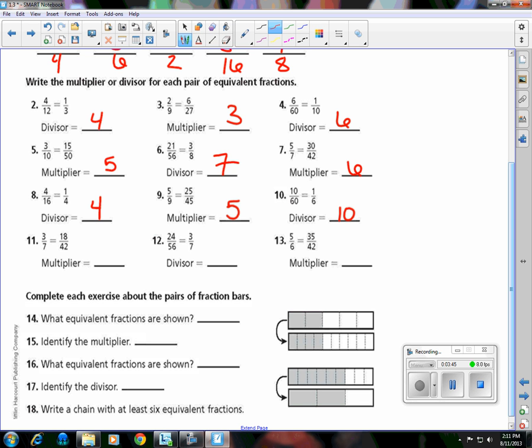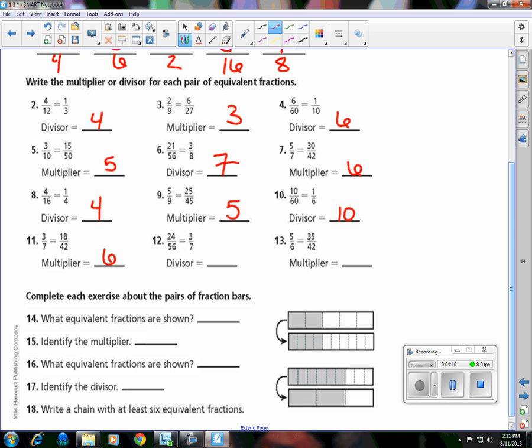Again, I could use the numerators if I wanted to, because whatever we do to the denominator, we do to the numerator, right? So let's, on this last row, take a look at the numerators instead and think about that. Okay, what do I do to 3 to get to 18? Or what do I do to 18 to get it back to 3, right? 3 times what equals 18? Well, 3 times 6 equals 18. So notice I just switched, and I'm talking about that numerator now.